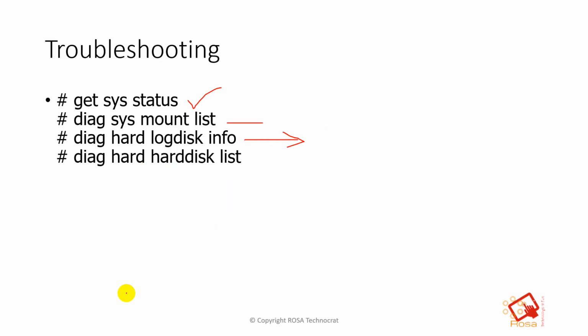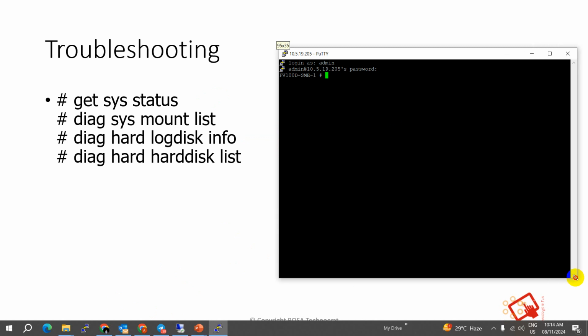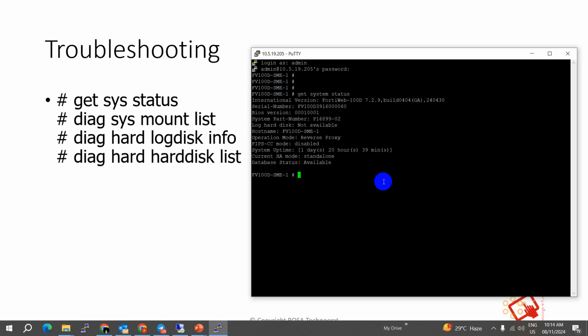Okay, so let me show you these commands live. Give me a second. Okay, so here we go. Let's start using all these commands on a live device and see how they help you gain more information about the disk on the device. If we do get system status, what is important for us is whether the log hard disk is available or not available. Oops, I got a model which is not available. Maybe this will not help, but still let's try.